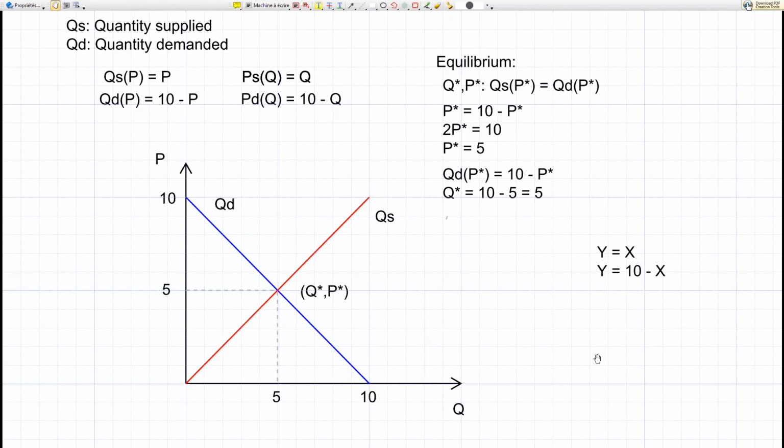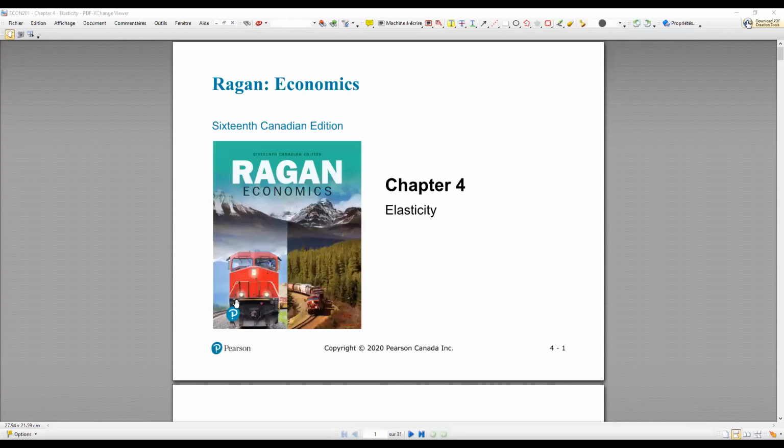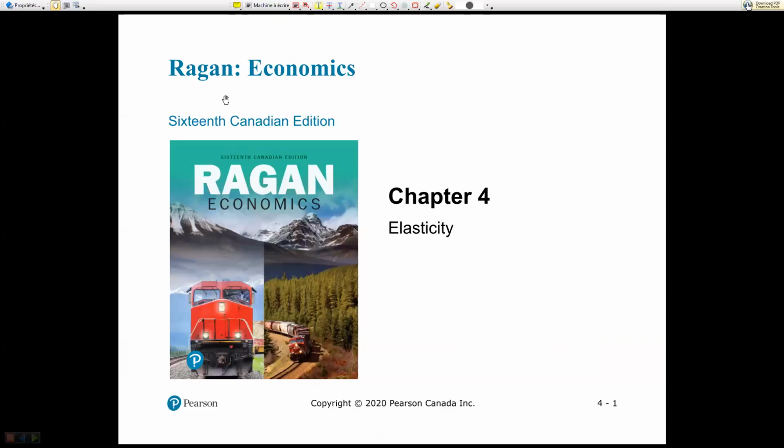All right. So back to the now new concept, elasticity. Chapter 4. All right. Okay. So elasticity, what is it? Why do we need it? Why do we introduce some new word to torment you?